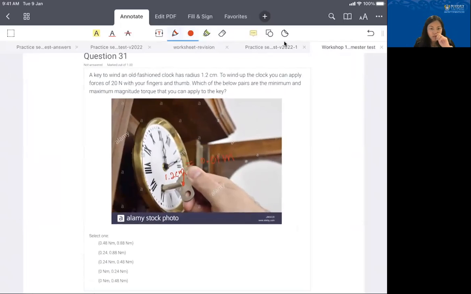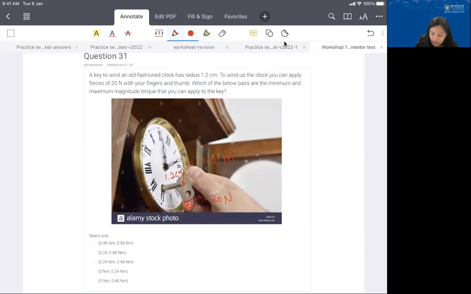It's red. Okay, and it's used to wind up a clock with a force of 20 newtons from your fingers and thumb. So here you have the finger. The finger here is exerting a force of 20 newtons.